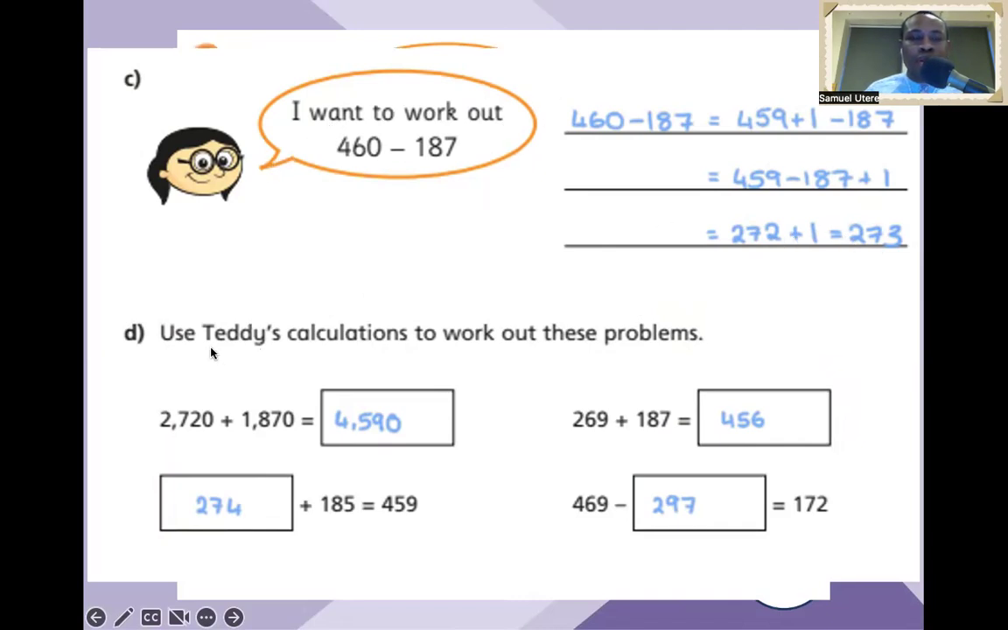For question D, you were asked to use this calculation to work out these problems. And you can see the calculation here. So our answer will just be 10 times bigger. And these are the missing numbers for doing the inverse operation using Teddy's calculation.